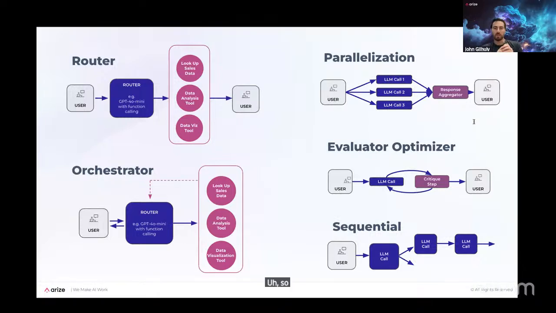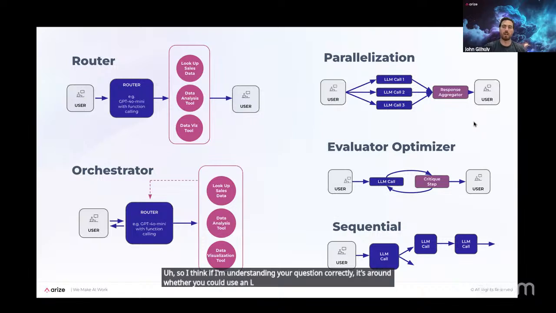If I'm understanding your question correctly, it's around whether you could use an LLM as a judge to evaluate the success of that routing call, and whether you could actually do that beforehand. So maybe as your agent's running, for example, you could do a reflection step almost at that point. So yes, you could do both those things.